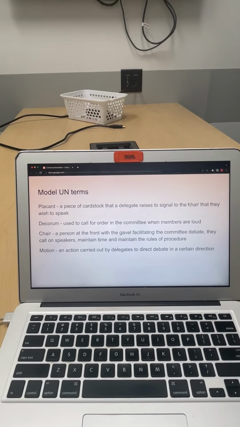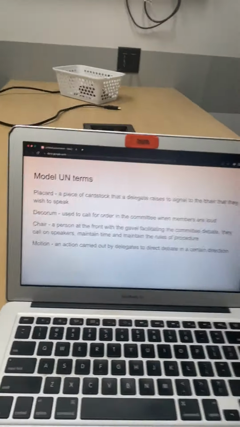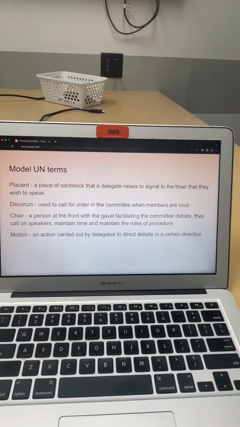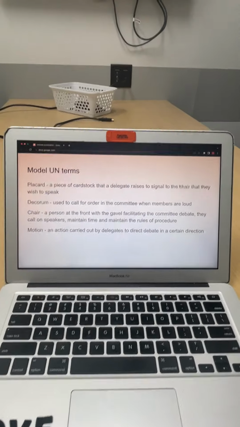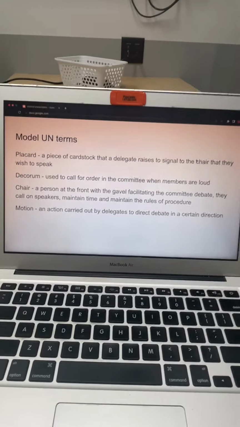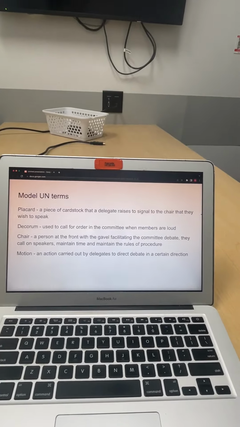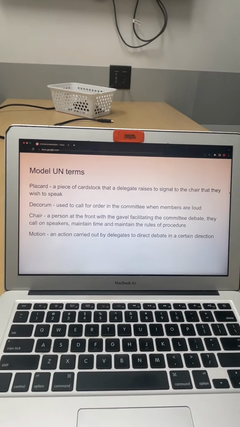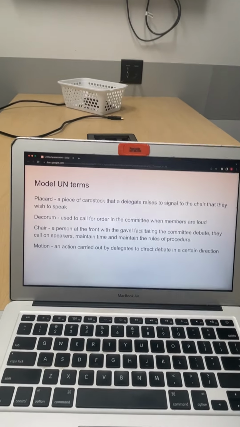Hey everyone, so today we're going to go over some basic Model UN terms and how basic Model UN procedures work. So, some common terms here are placards. It's a piece of plastic or card or just paper that you would raise up to signal to the chair that you want to speak. They have one per delegation, so if you have 3 people representing the country of Italy, then you would have one card stock. There's also the term decorum, and that is used for calling order to the committee.